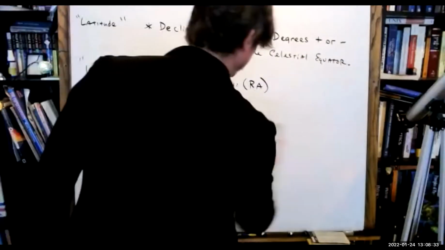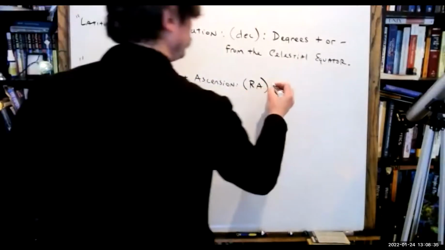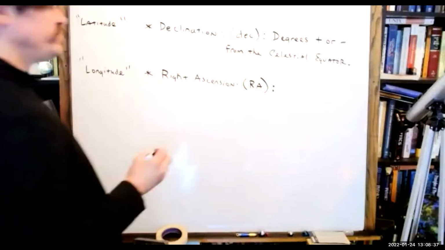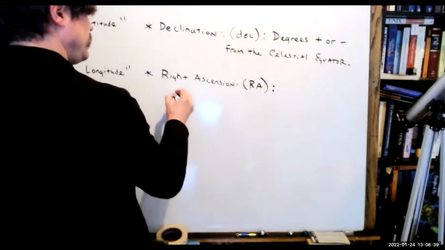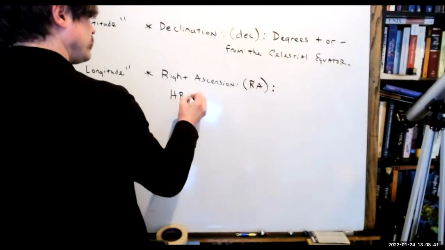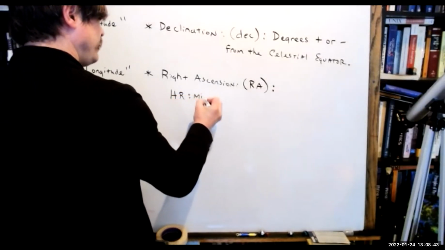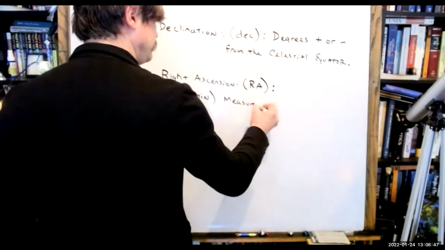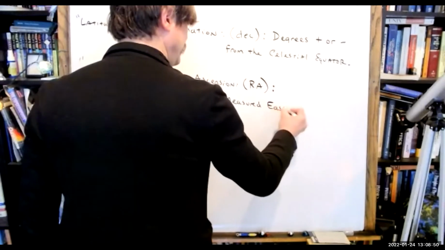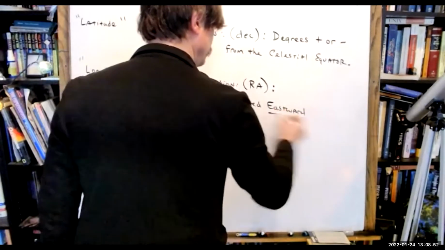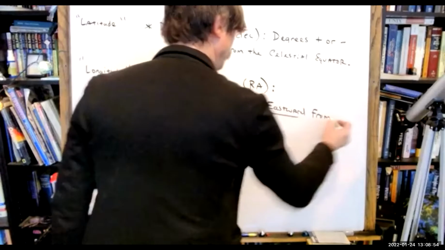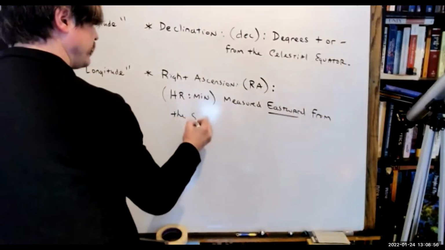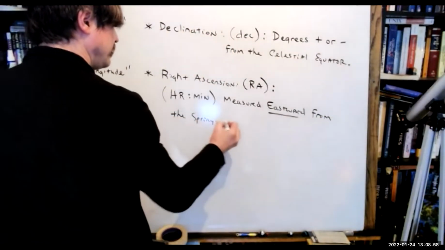All right. To define right ascension, let's do this. Right ascension is the hours and minutes, if you care for it, measured eastward from the spring equinox.